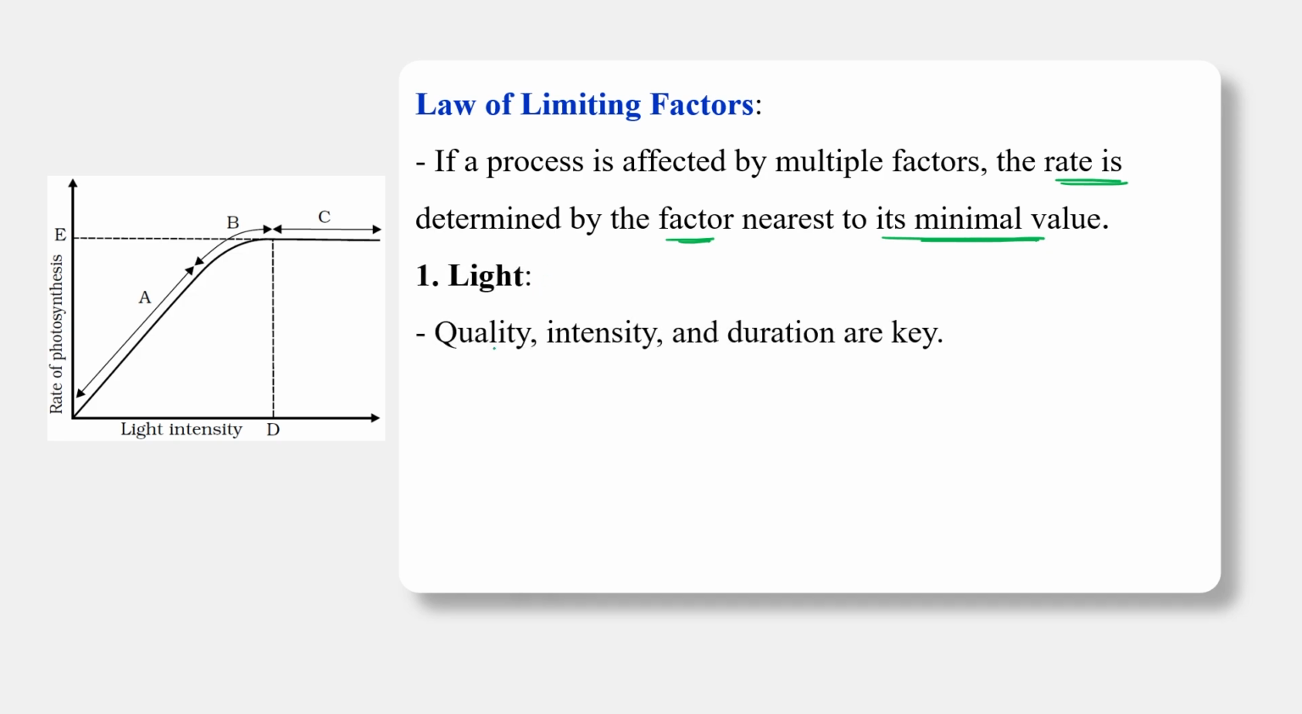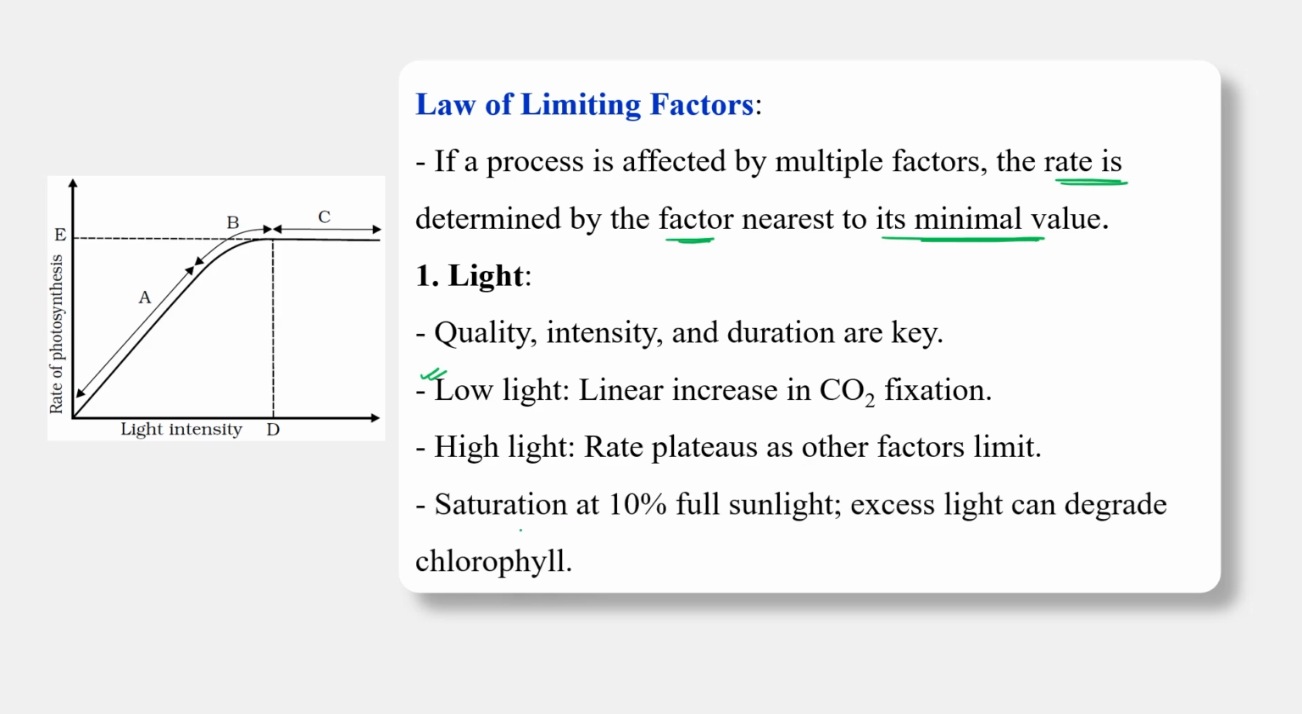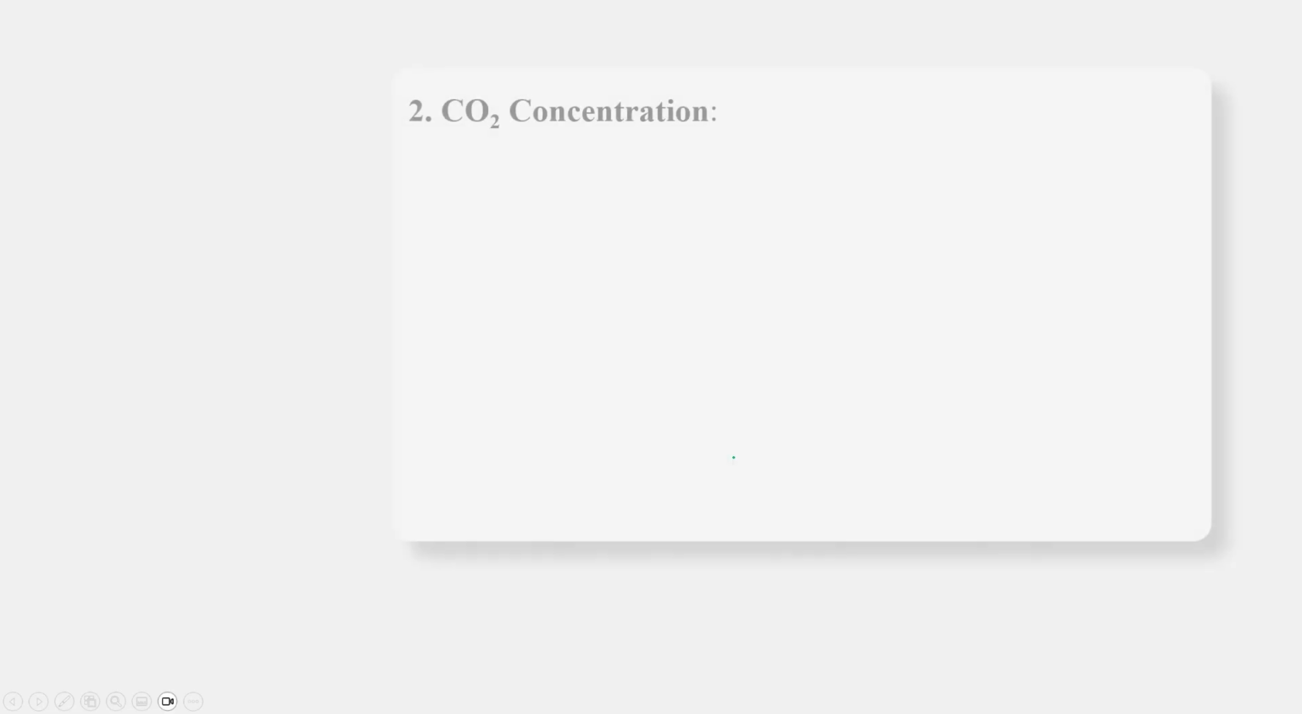Like light: quality, intensity, and duration of the light are the key factors. If light is present at low intensity, then it shows a linear increase in carbon dioxide fixation. But after reaching an optimum point, there is no increase. High light rate plateaus as other factors are limited at that time, with saturation at 10% of full sunlight. Excess light can degrade chlorophyll. Only 10% of full light is used up by the plant for photosynthesis.